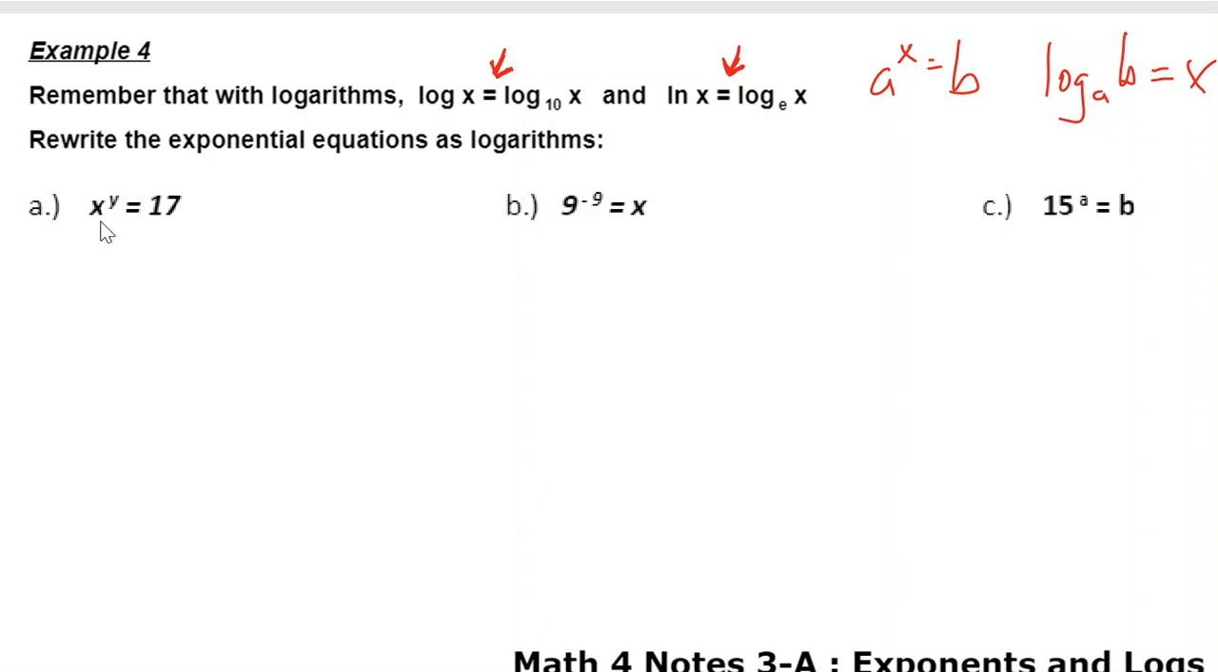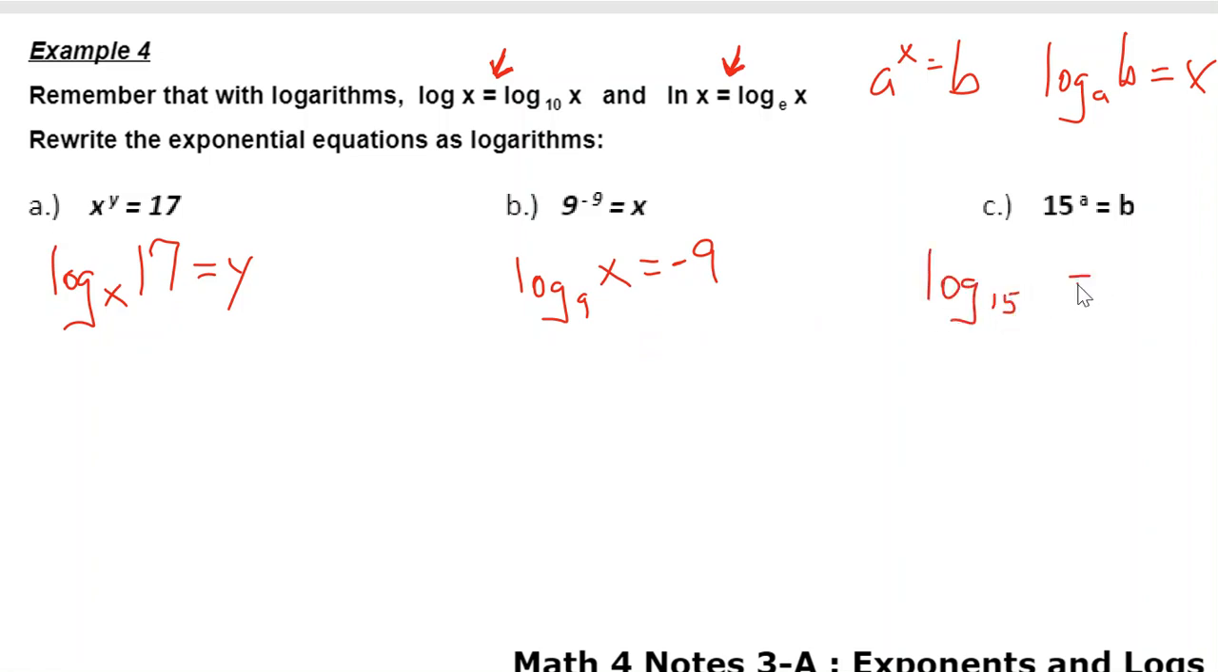All right, so we're going to say log base x, and our exponent is going over there, which means our 17 is coming here. And here, I'm going to say log base 9, and my exponent is going over there, which means my x is going there. And then log of 15, my exponent is going over there, and b is going right there.